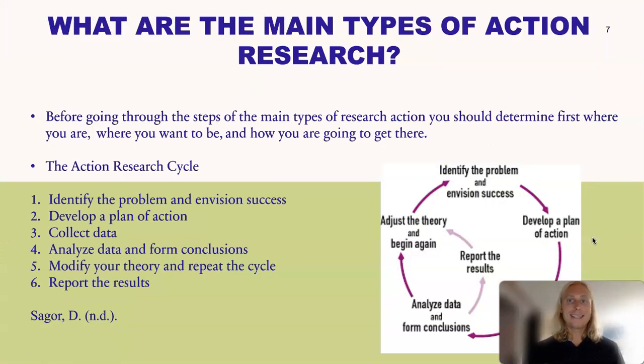So what are the main steps of action research? Before going through the steps, you should first determine where you are, where you want to be, and how you're going to get there. To the right, we have the action research cycle. First you want to identify the problem, then develop a plan of action, collect the data, analyze the data, form the conclusions, modify your theory, repeat the cycle, and then record the results.